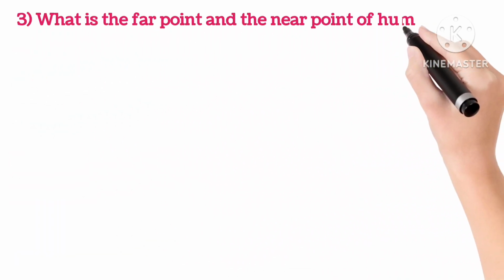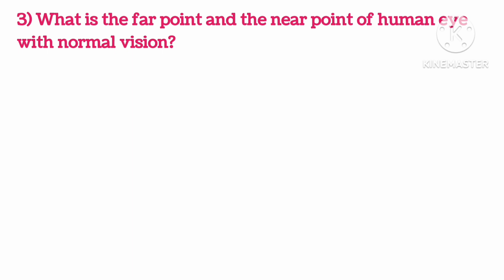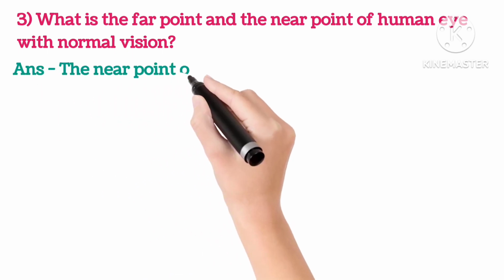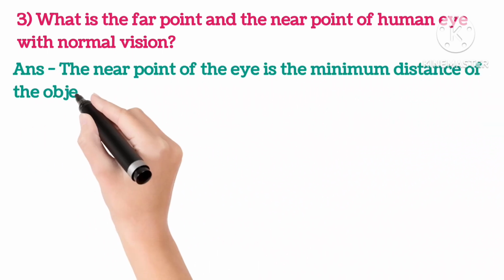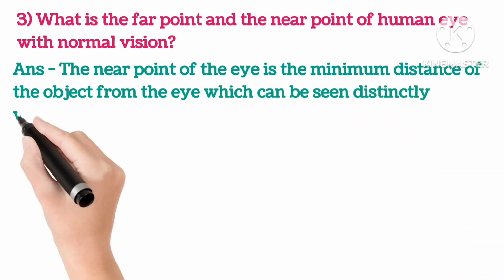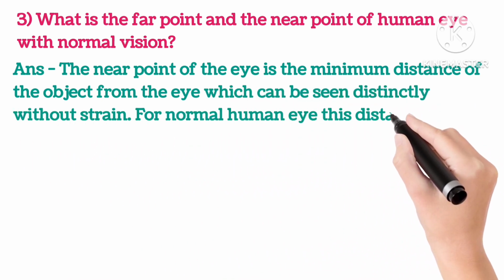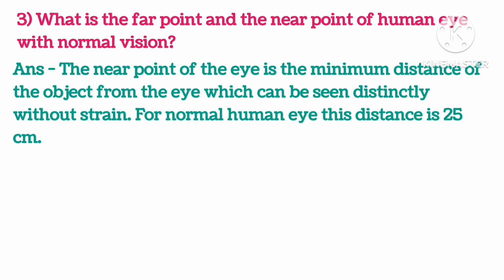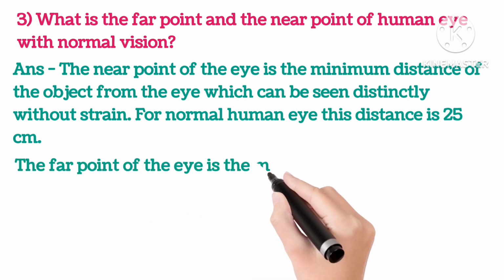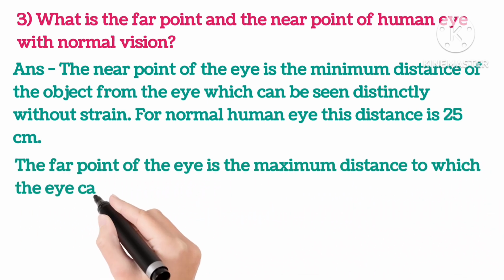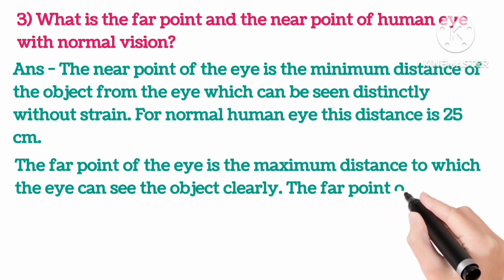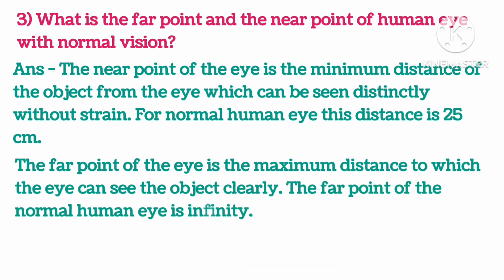What is the far point and the near point of a human eye with normal vision? The near point of the eye is the minimum distance of the object from the eye which can be seen distinctly without strain. For a normal human eye, the distance is 25 centimeters, and the far point of the eye is the maximum distance to which the eye can see the objects clearly. The far point of the human eye is infinity.